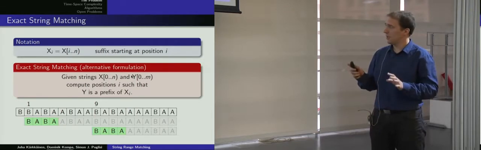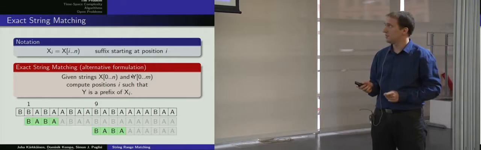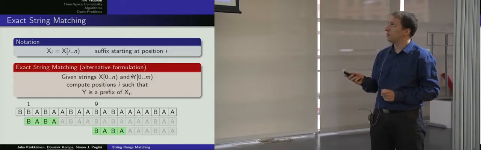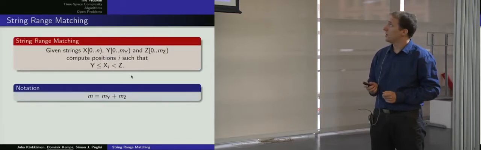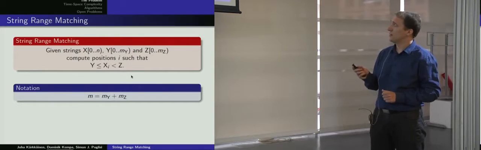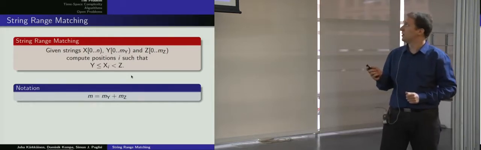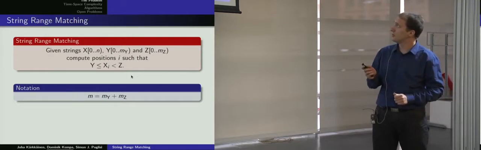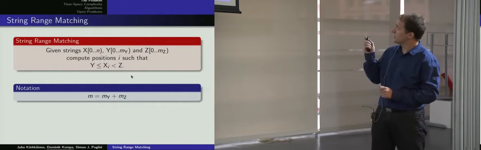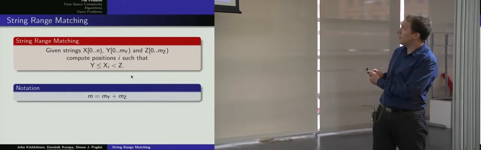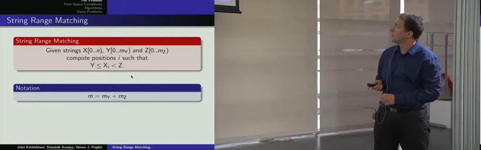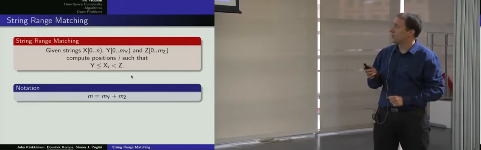And this relation between the pattern and suffixes of the text is what we generalize to obtain the new problem we call string range matching. In string range matching, we are given a text x as before, but rather than one pattern y, this time we have two patterns, y and z. And the goal is to compute all positions i in the text such that the suffix xi belongs to the lexicographical range defined by patterns y and z, or formally that this inequality is satisfied. And by m now we denote the combined length of the two patterns.